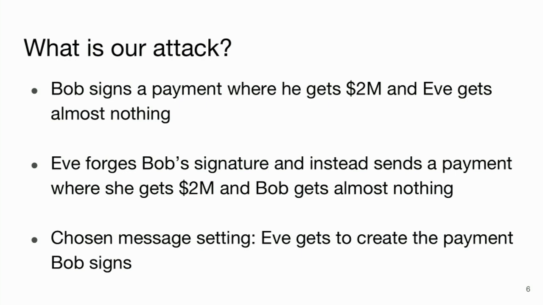Now, what's really important about this attack is that it takes place in what is called a chosen message attack setting. What does that mean? That means that Eve gets to create the payment that Bob ultimately signs. So Eve gets to sort of create this payment and put it in front of him. Bob checks it out and signs it.